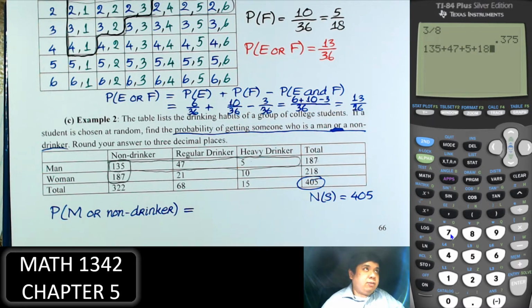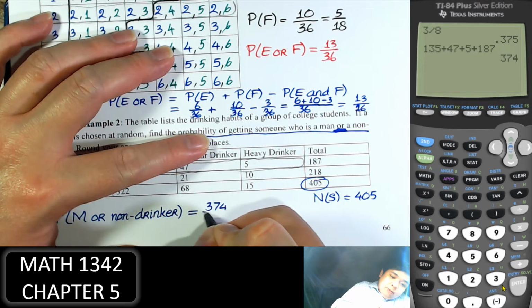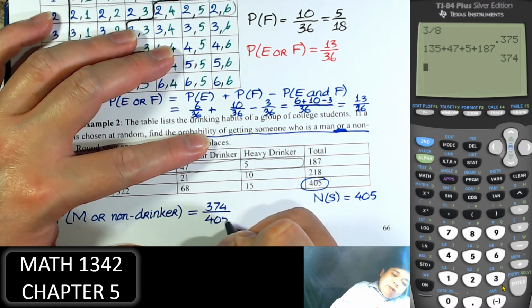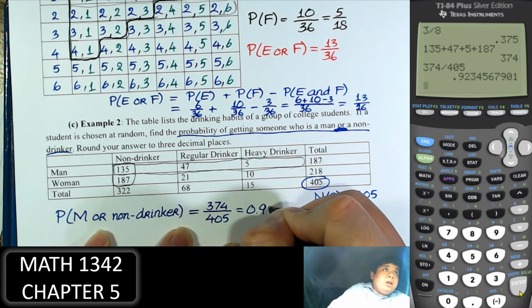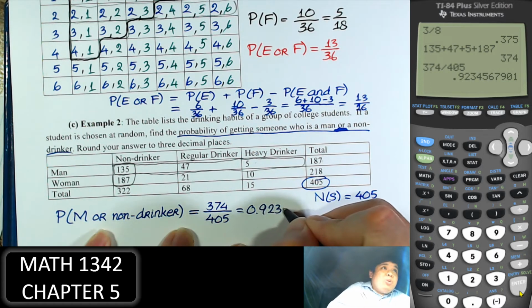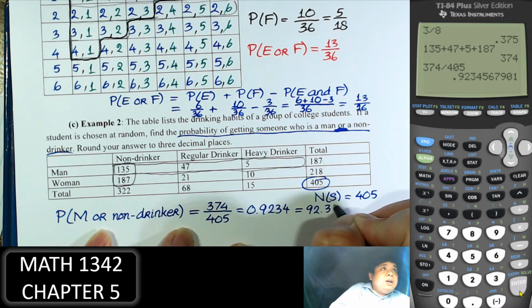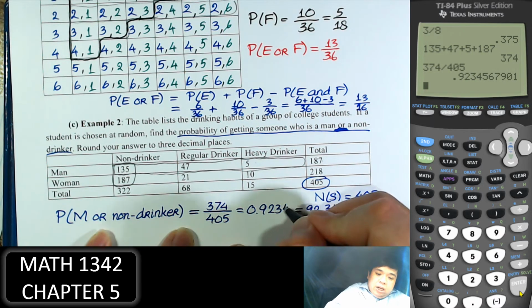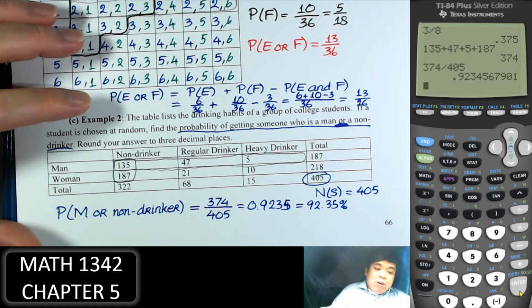And 187, 374, out of 405. So I have about 0.9234. That's about 92.34%. If we round, that would be 92.3%. Right. Now, that is by counting.